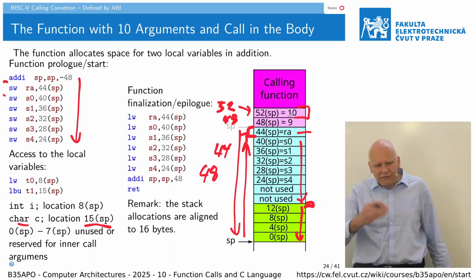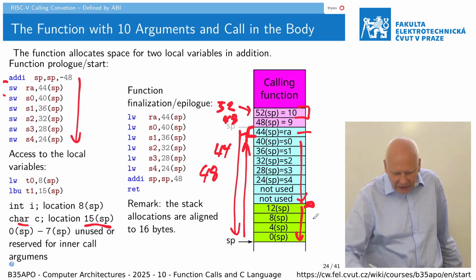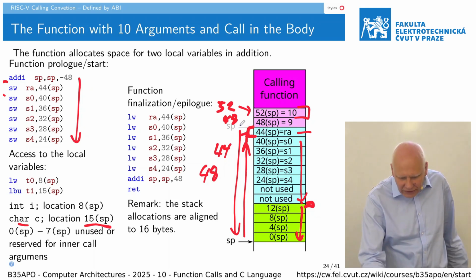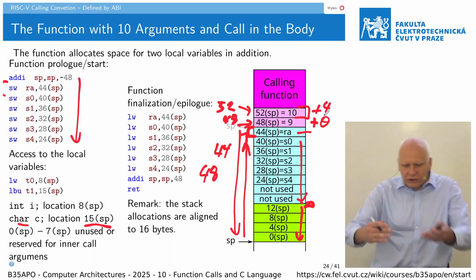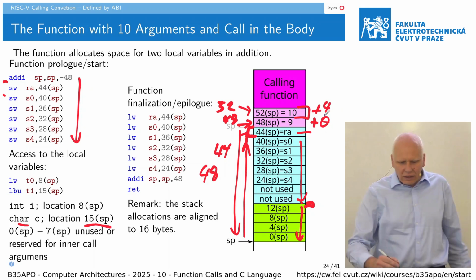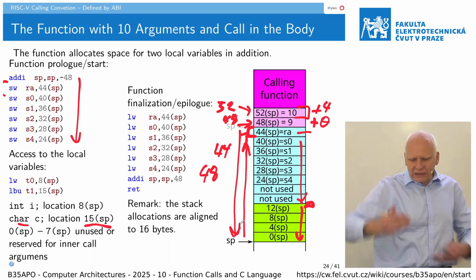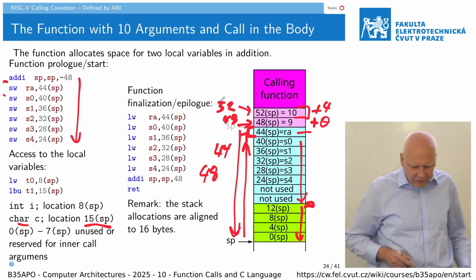So this way we can use a stack pointer. We have created the space. In fact, again, relative to the initial address of the stack, those arguments are at offset plus 0 and plus 4. But because we have allocated the space on the top of the stack, we need to access the arguments with offsets 48 and 52.